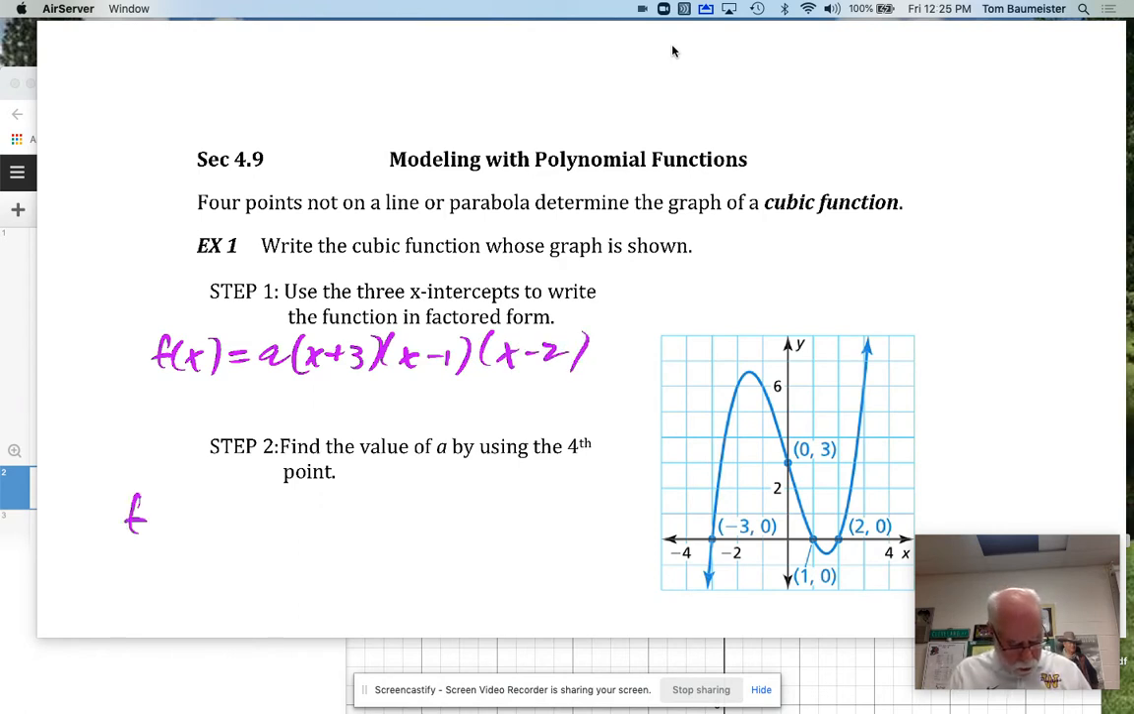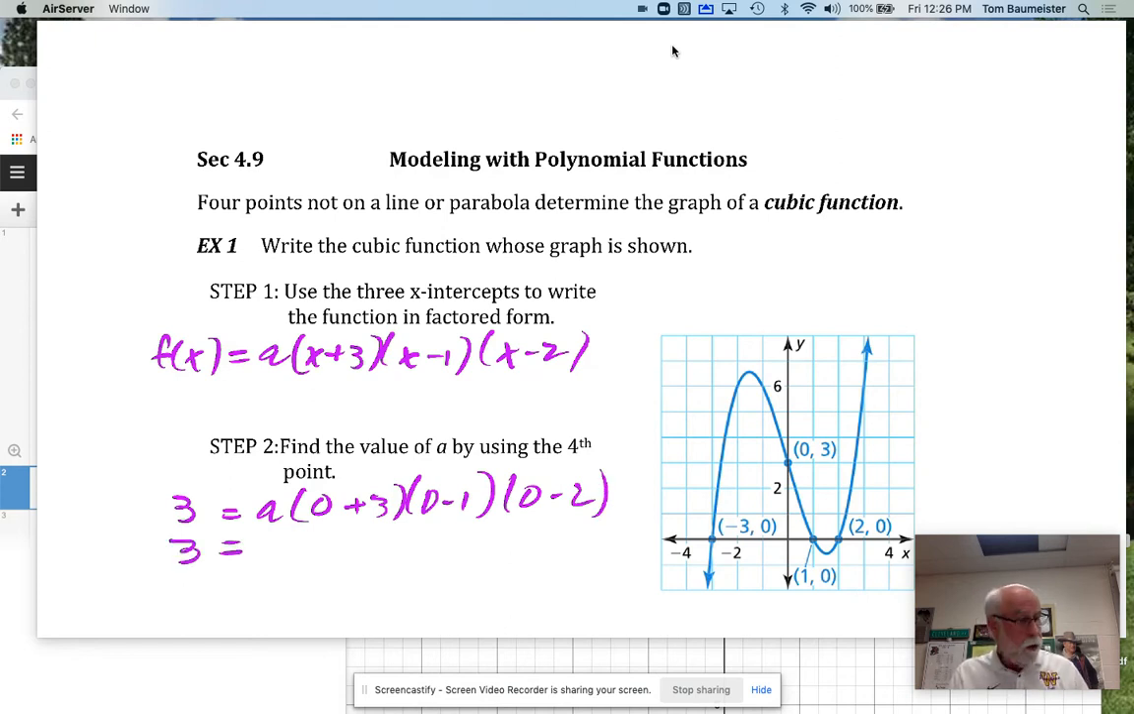Then we are taking that, and remember, now we're taking the point that's not on the x-axis. It's not always going to be a y-intercept. In this case, it was. So again, that tells us our x is 0 and our y is 3. So we have 0 plus 3, 0 minus 1, and 0 minus 2.